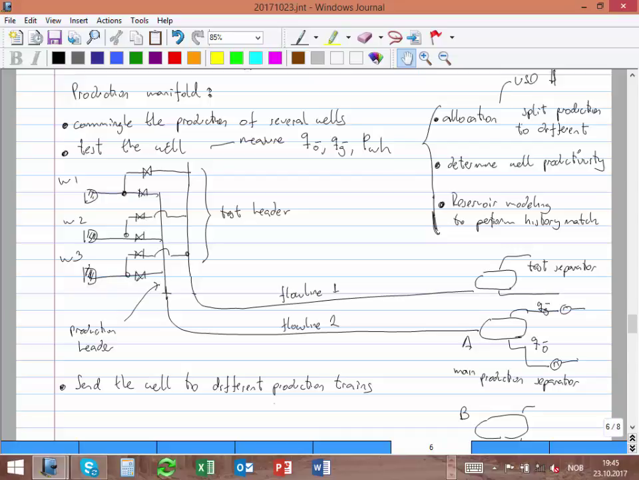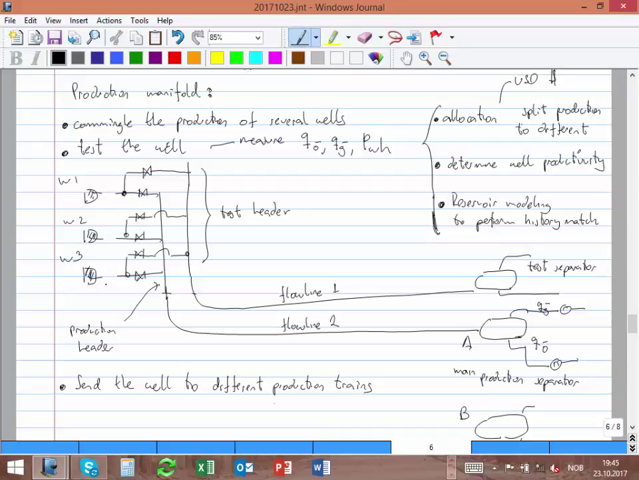What do you feel if well 3 is very, very weak? You can actually get backflow. The wells start producing not only to the separator, but also into each other, and you have a thief well that is starting to steal part of the production. So to avoid that, what do we have to put? Those of you who are mechanical engineers, a non-return valve, also called a check valve.